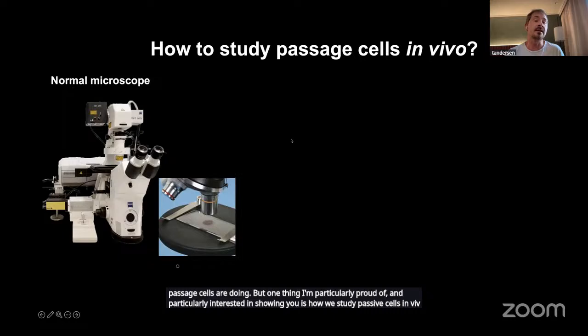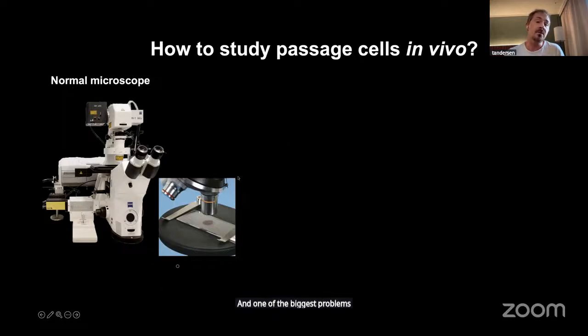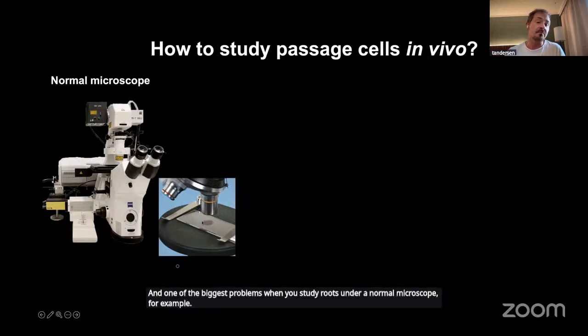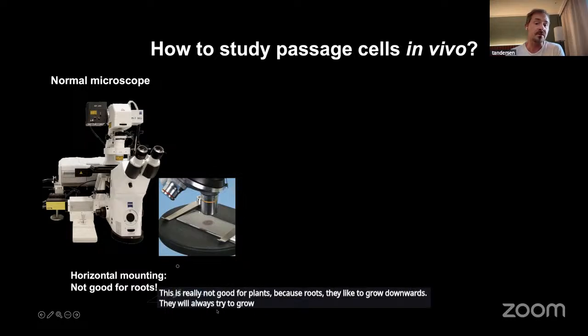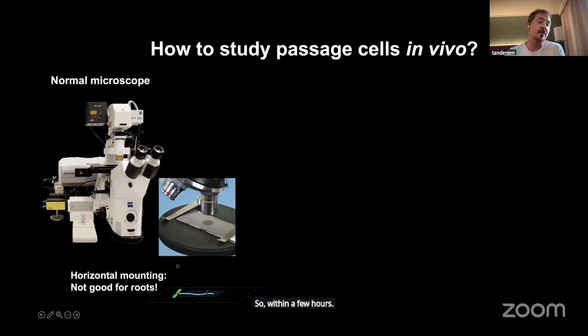How can we do this in actually a live root? One of the biggest problems when you study roots under a normal microscope, for example, is that in a microscope, you always put a slide, and that means that you put your plant or your root horizontal, right? So this is really not good for plants because roots like to grow downwards. They will always try to grow downwards. They will always bend towards gravity. So within a few hours, you have a root that's actually responding and stressed in this situation.